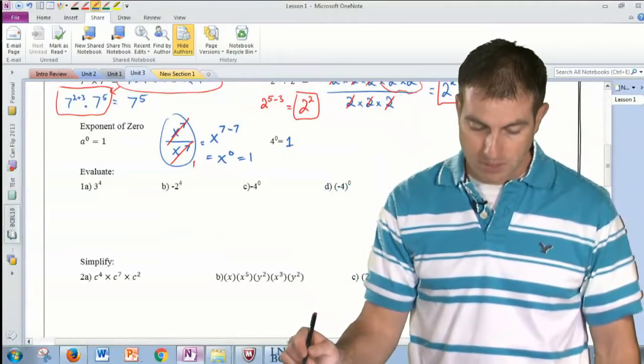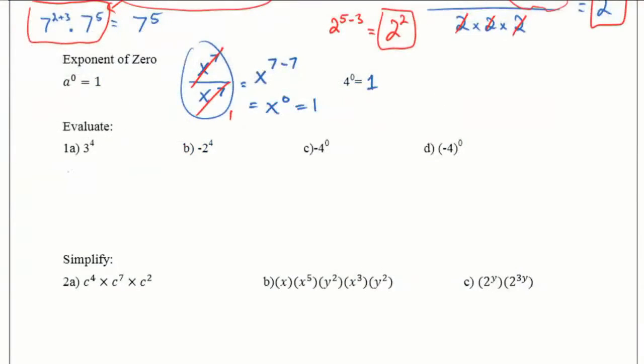Again, back to that game. 3 to the power of 4. I can write it as 3 times 3 times 3 times 3, and I can just do it that way. Just multiply 3 by itself 4 times. But likely your calculator has a button that'll make your life a little bit easier.